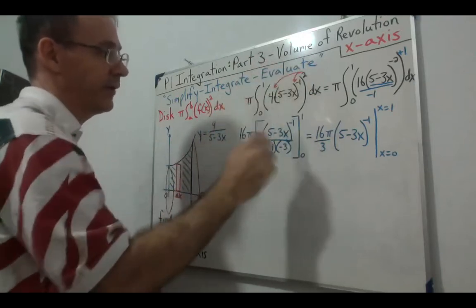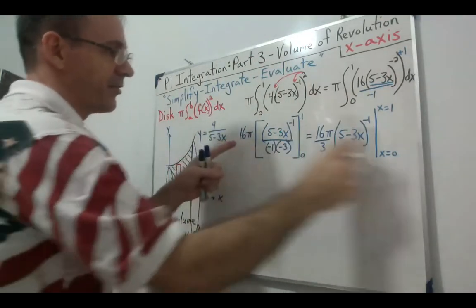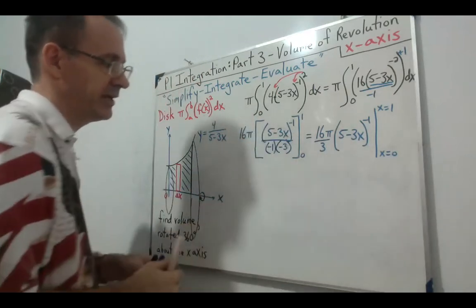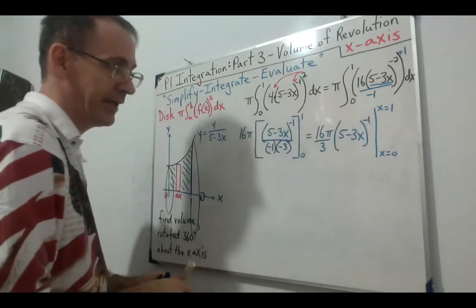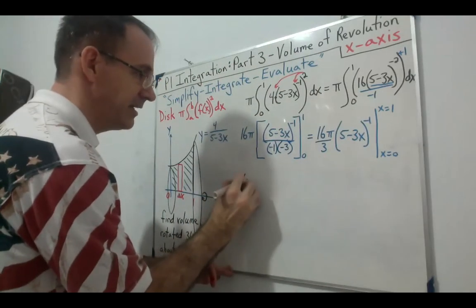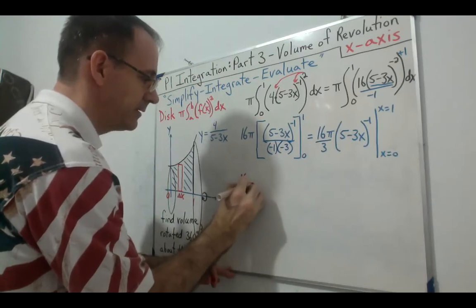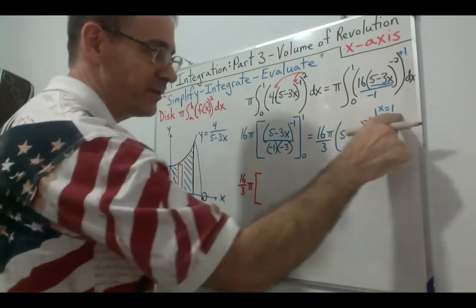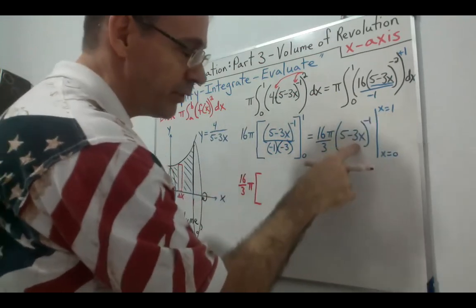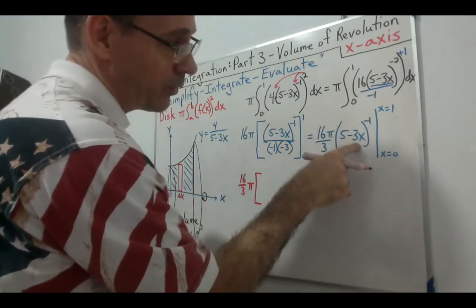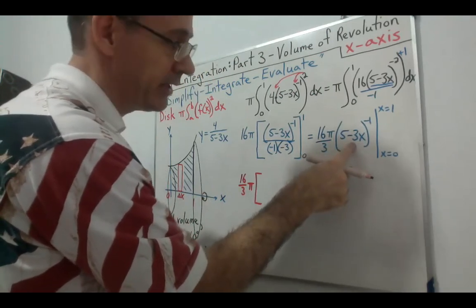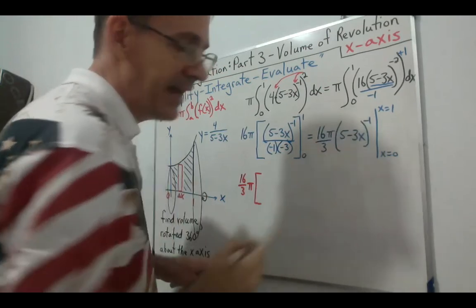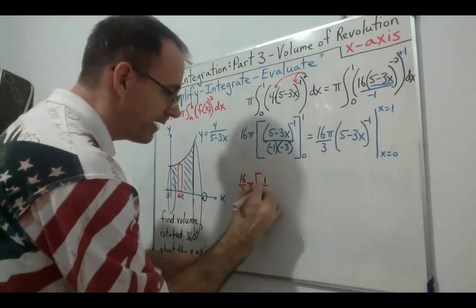Now we're going to evaluate. So this is all simplify. This was the integration, and then also simplified after we integrated it. Now we want to evaluate. So we get 16 thirds pi times, and we have to plug in a 1. So when we plug in a 1, we get 3. 1 times 3 is 3. 5 minus 3 is 2. So we get a 2 to the negative 1 power, which is 1/2.